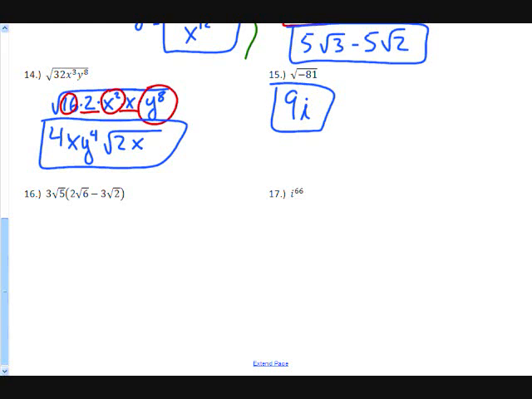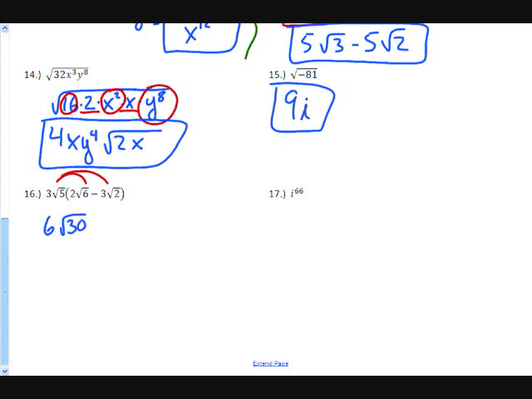And that's it. In number 16, I want to use my distributive property. So I'm going to distribute this. And when I multiply, just remember the stuff on the outside gets multiplied by the stuff on the outside, stuff on the inside by stuff on the inside. So this first one, I do the 3 times the 2, which gives me a 6. I do the 5 times the 6, which gives me a 30 underneath the radical symbol.